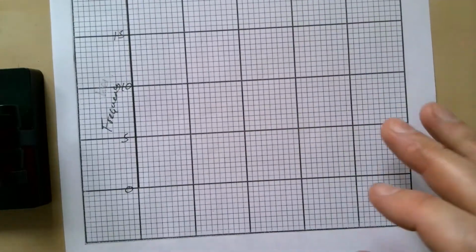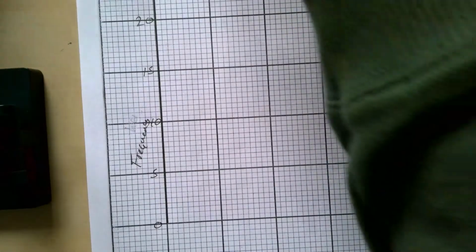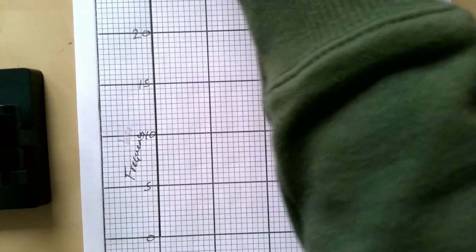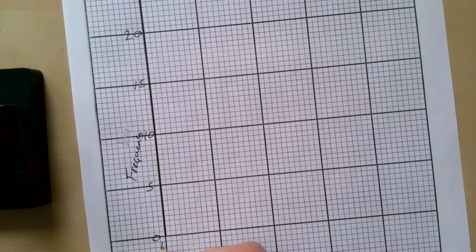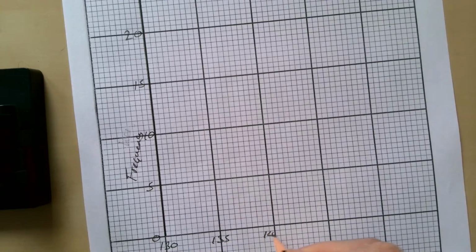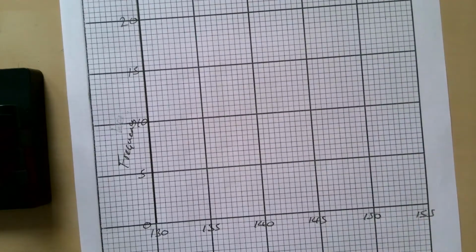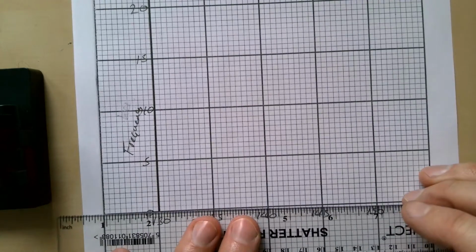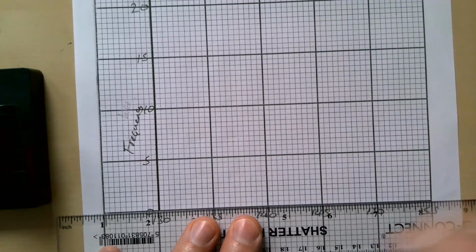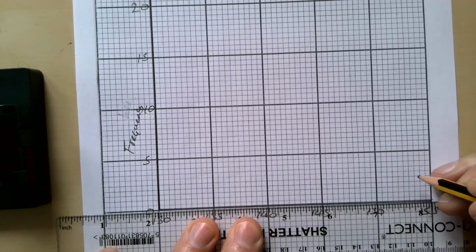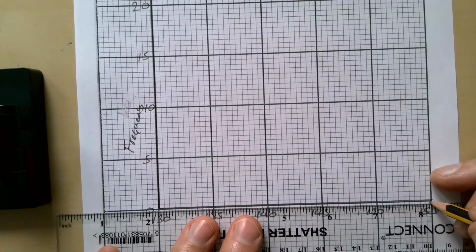Going along the bottom, we're going to have our height. So let's take a look at what we need to go between. We need to go between 130 and 155. So I'm going to start with 130 here, 135, 140, 145, 150 and 155. And again, a nice big bold line going across here. I'll probably double rule it so it comes out nice and clear.